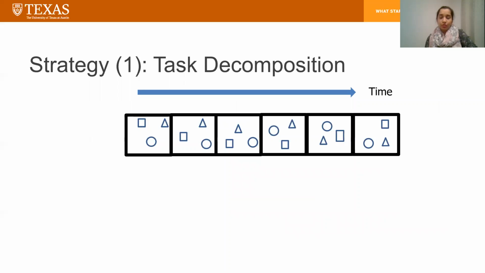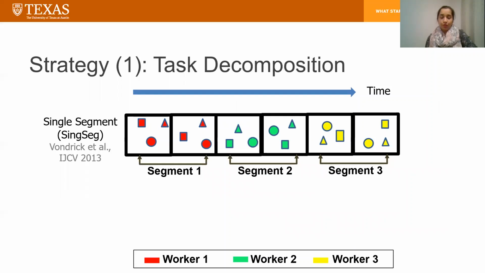First, we looked at two different options to decompose this complex task into smaller micro-tasks. To illustrate, we represent here a video with 6 frames and 3 different objects. We first analyzed the strategy recommended by prior work, in which a video is split into smaller segments and each segment is assigned to a different worker.